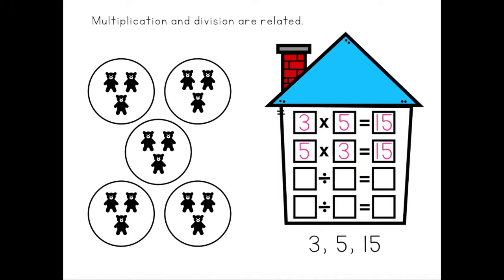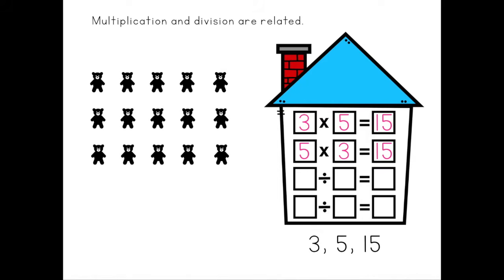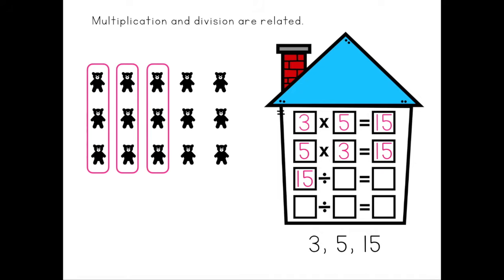Now what I can do is I can make a division sentence out of these same numbers. Let me start off with 15 bears that have not been put into equal groups yet. So here I have a 15 at the beginning of my division sentence. Next, I'm going to divide my bears into equal groups of 3. 1 group of 3, 2 groups of 3, 3 groups of 3, 4 groups of 3, 5 groups of 3.